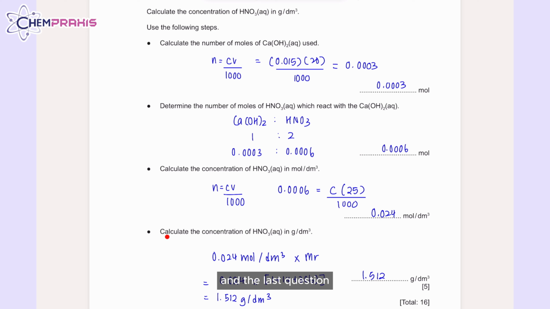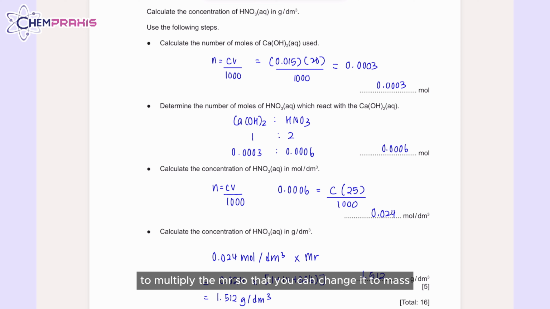And the last question, calculate the concentration of nitric acid in gram per dm cube. It is not hard to change mole per dm cube to gram per dm cube. What you need to do is just use the mole times the Mr so that you can change it to mass. So I find the Mr of nitric acid, then I get the final answer.